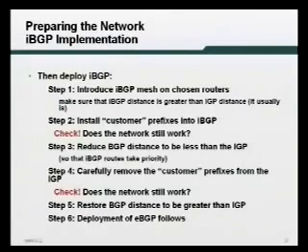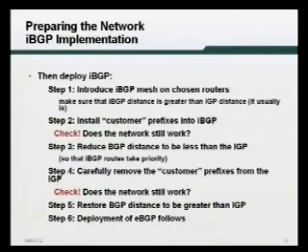First thing we do is introduce the IBGP mesh on the chosen routers. Make sure the IBGP distance is greater than IGP. So Cisco's default is 200 for IBGP, which is fair enough. That's a lot larger than the OSPF distance of 110. We then install the customer prefix into IBGP. Again, does the network all work? It should still all work because we still have the IGP there sitting at distance 110.